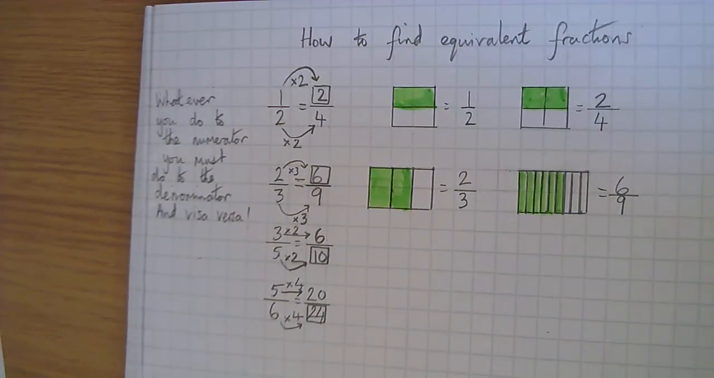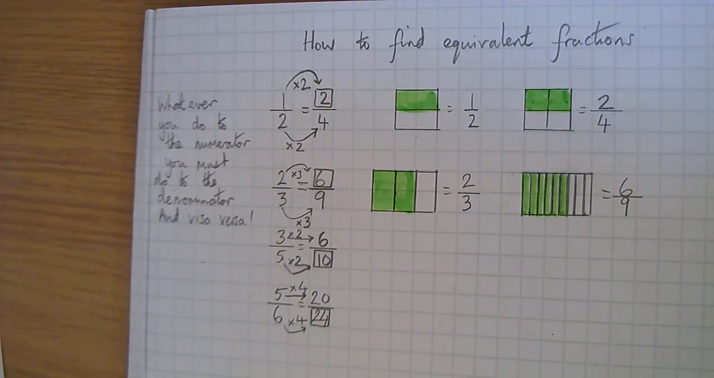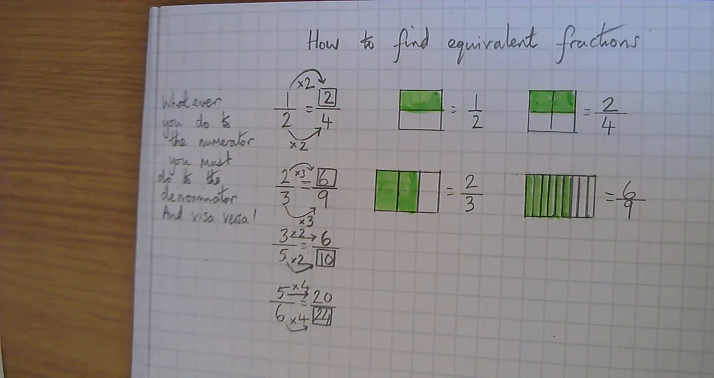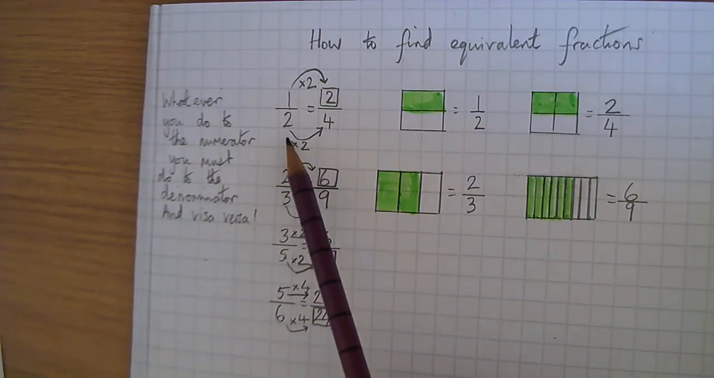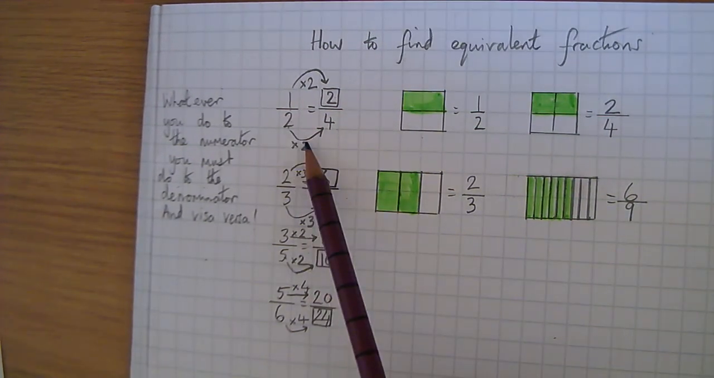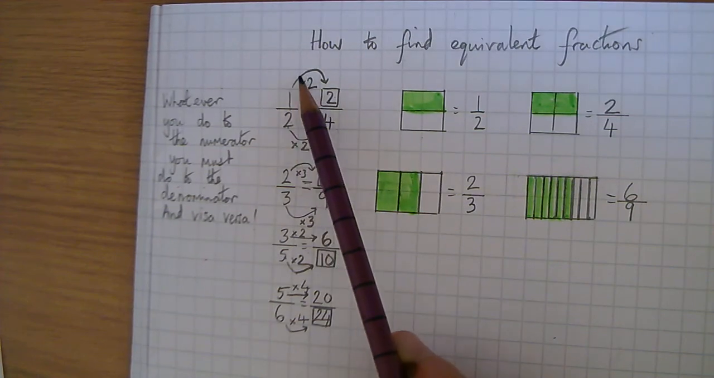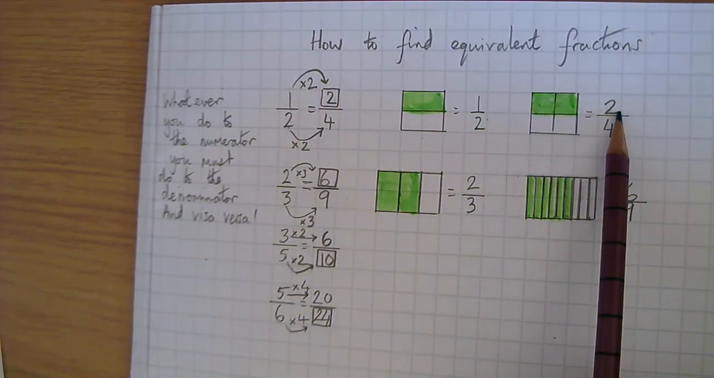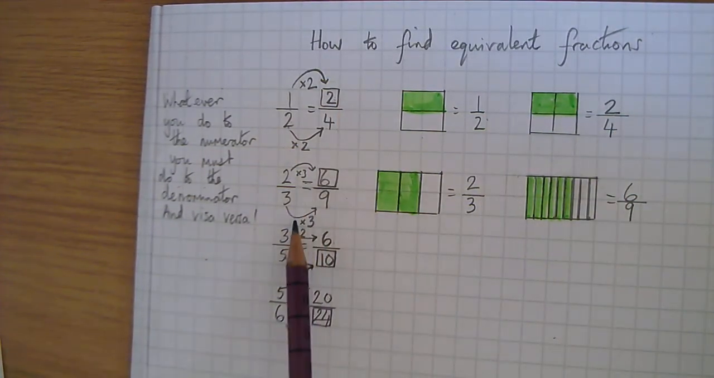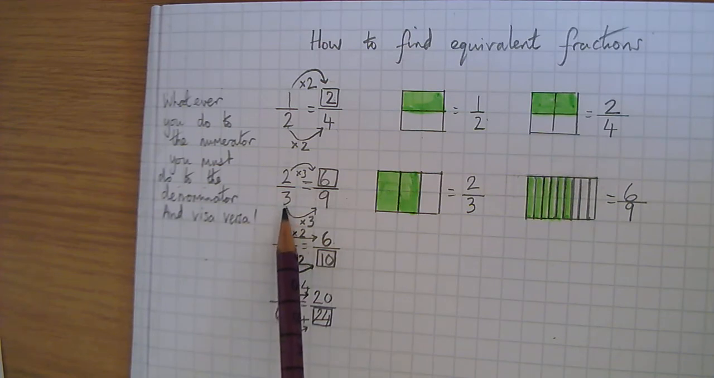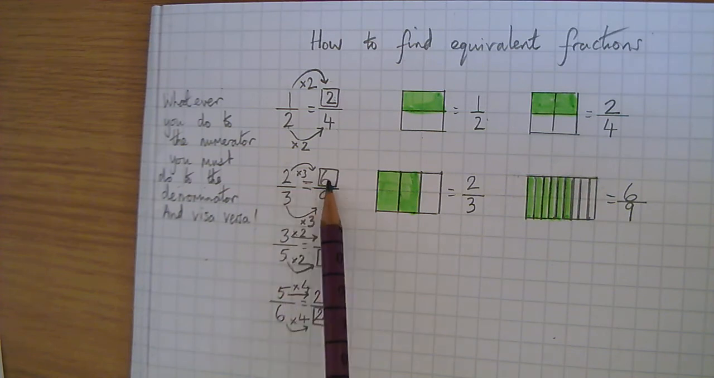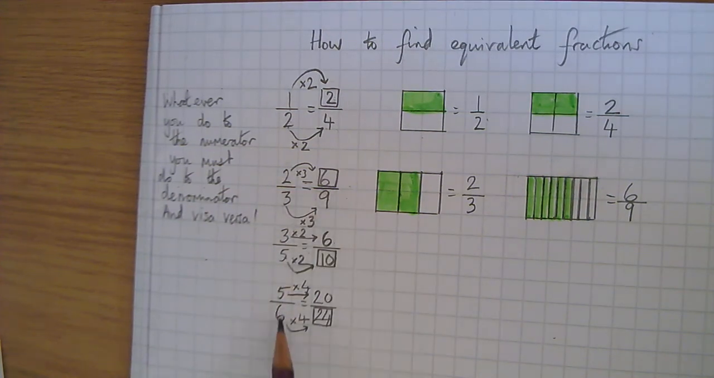Just to recap on equivalent fractions. Key phrase to remember is whatever you do to the numerator, you must do to the denominator and vice versa. So what I did here is I did 1 times 2 is 2, 2 times 2 is 4, so 1/2 equals 2/4. And similarly here, I worked out what you multiply by 3 to make 9. 3 times 3 is 9, so we did 2 times 3 is 6, and I did the same each time.